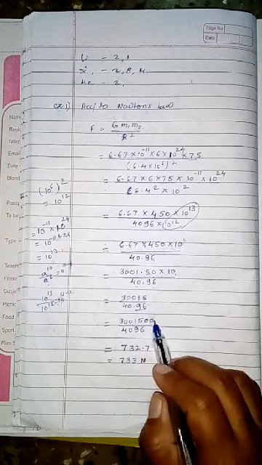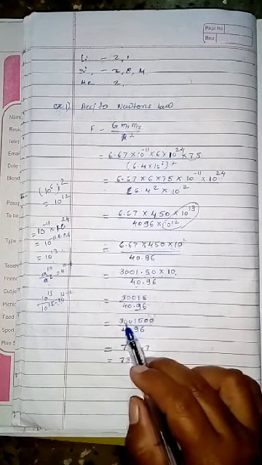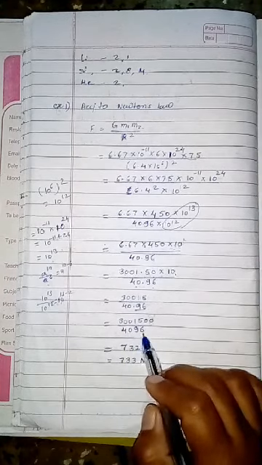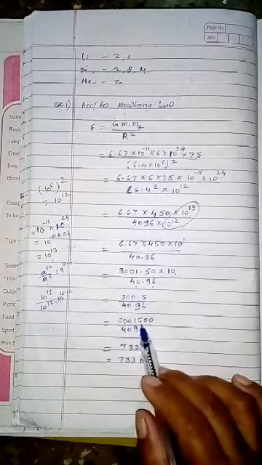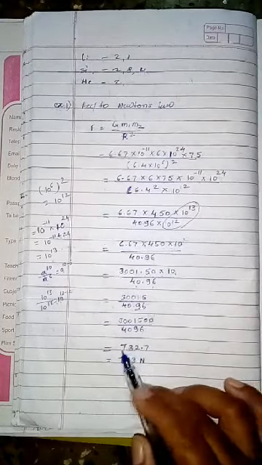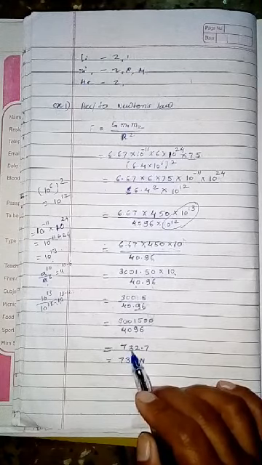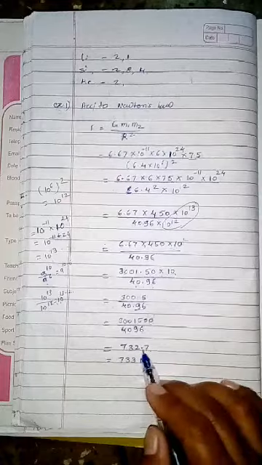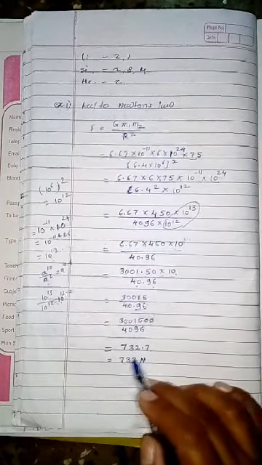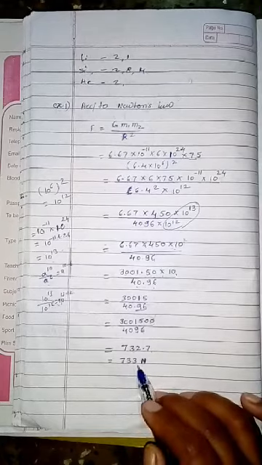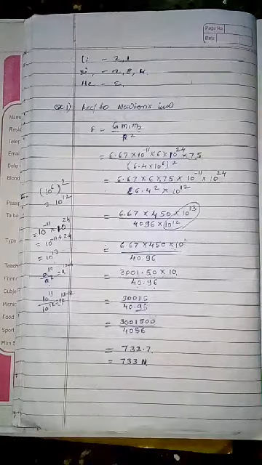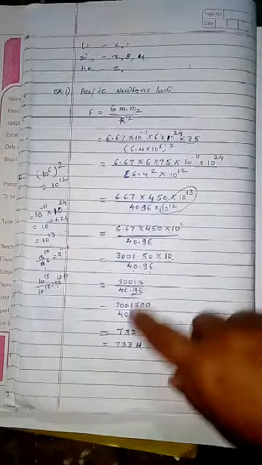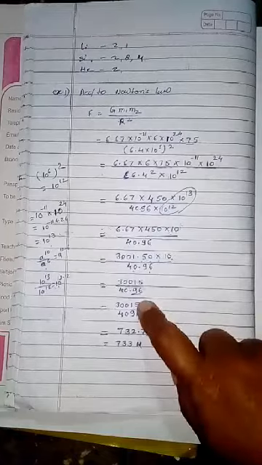Then this value becomes 30,01,500 and here 4096. If we divide this value by 4096, we get the answer 732.7, and if we move the one decimal point from these sides, we will get the answer, that is 733 Newton. So students, you can pause this video and write in your notebook how we solve this example.